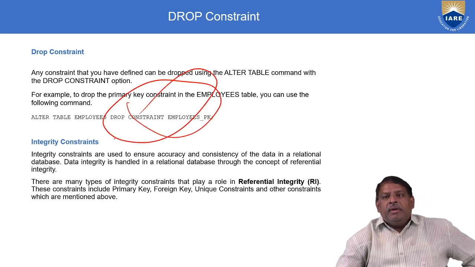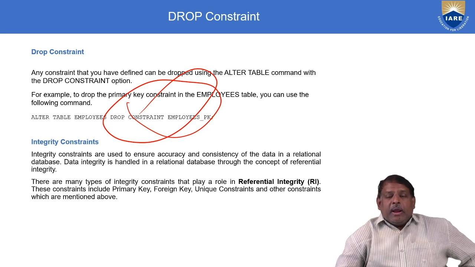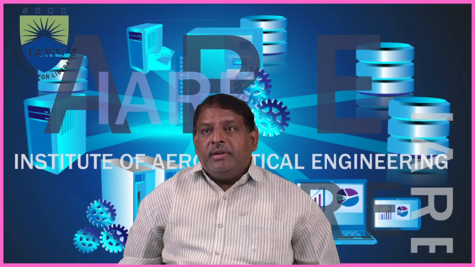Next, we have the integrity constraints. We have already seen that they take part in referential integrity. They are primary key, foreign key, unique constraint, and the other constraints we mentioned above. These will make sure that your data is in a consistent state. Okay, this completes the constraints in SQL Server.